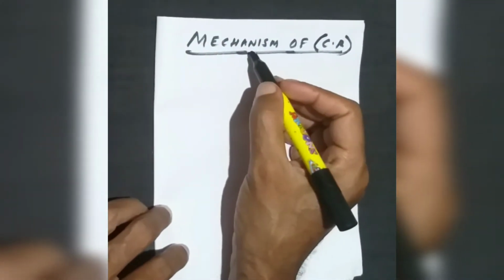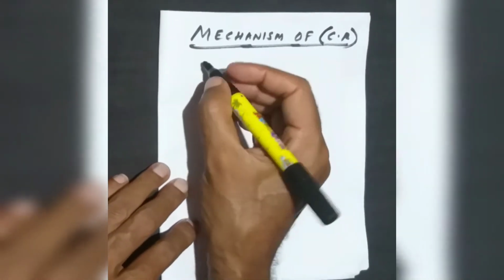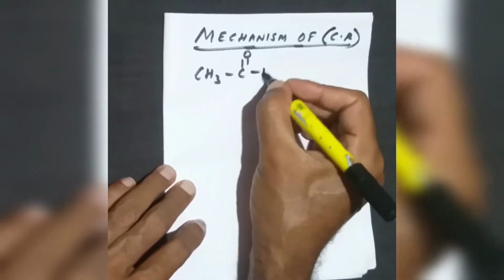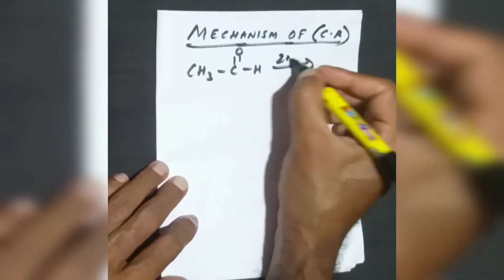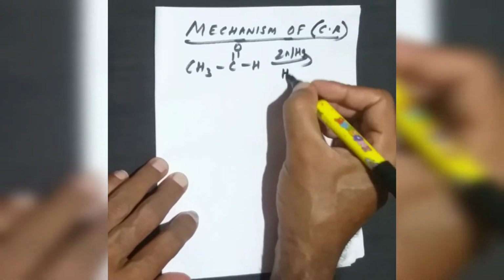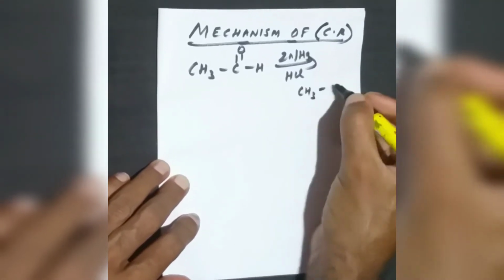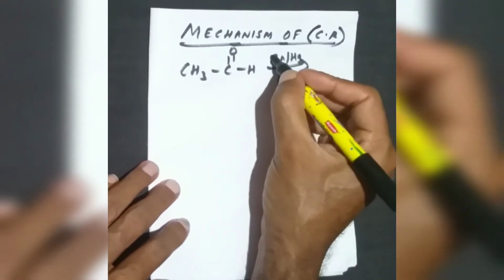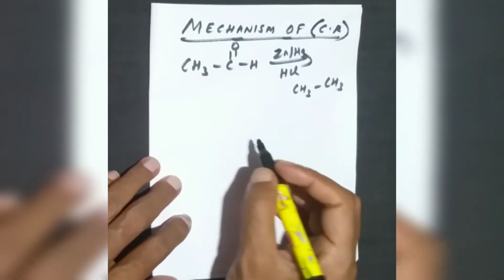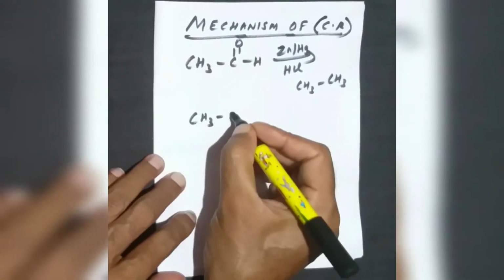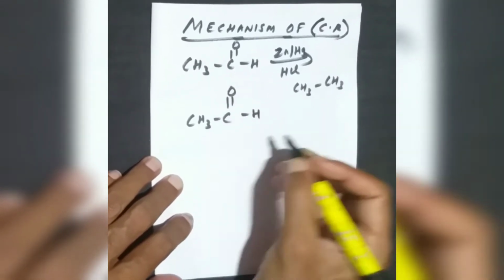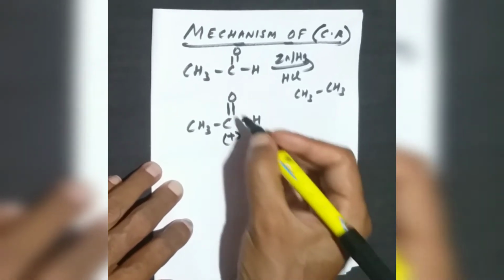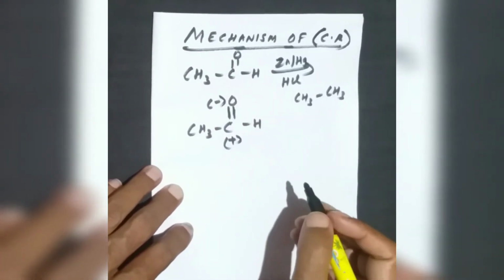So let us see the mechanism of the Clemmensen reduction. We know the reaction is CH3, C double bond O, H, in the presence of zinc amalgam and HCl, and we get the alkane. What actually happens in this reaction? What is the role of zinc and what is the role of HCl here? If we take an aldehyde, because of electronegativity, the carbon will have the positive sign and the oxygen will have the negative sign.